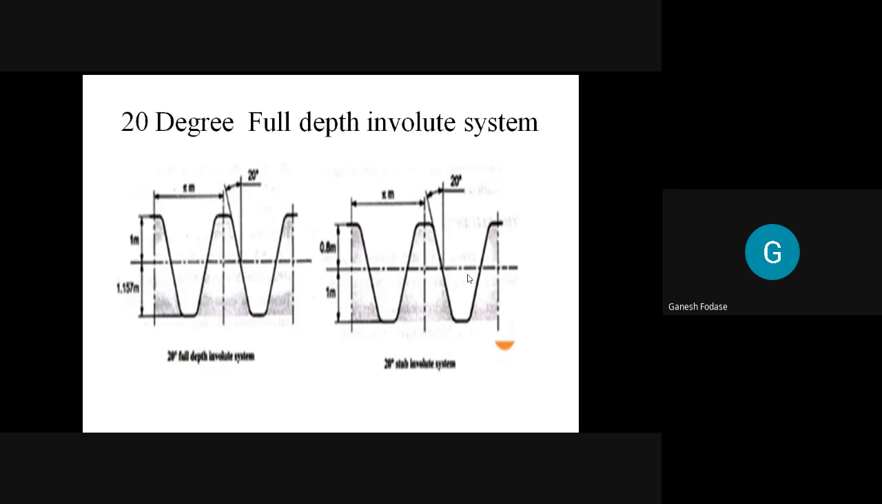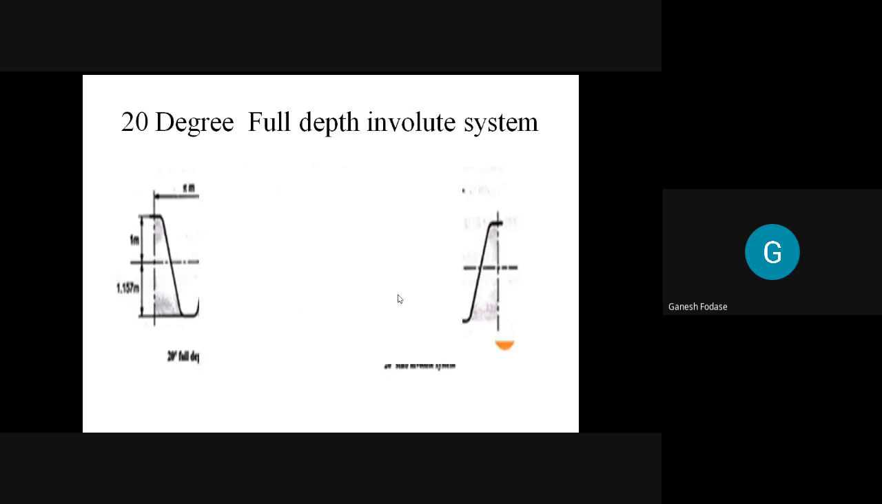It is a modified system. As it is modified, it is called stub, meaning short, or I can say modified involute system. And the pressure angle is 20 degree. Its name is 20 degree stub involute system. These are the four types of systems that we discussed. A numerical, or not numerical, I'm saying, but an MCQ can be asked on this topic.